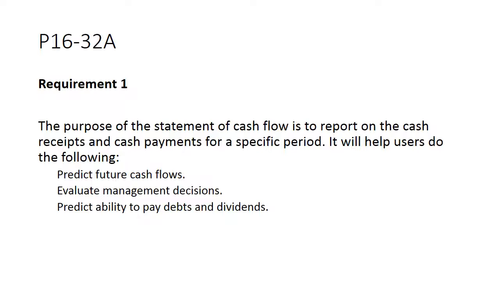In Chapter 16, we are going to be reviewing Problem 1632A and Problem 1634A. So let's start with 1632A. We have American Rare Coins, ARC, which was formed on January 1st, 2018, and there's some additional data for the year as follows. We need to answer the following questions.